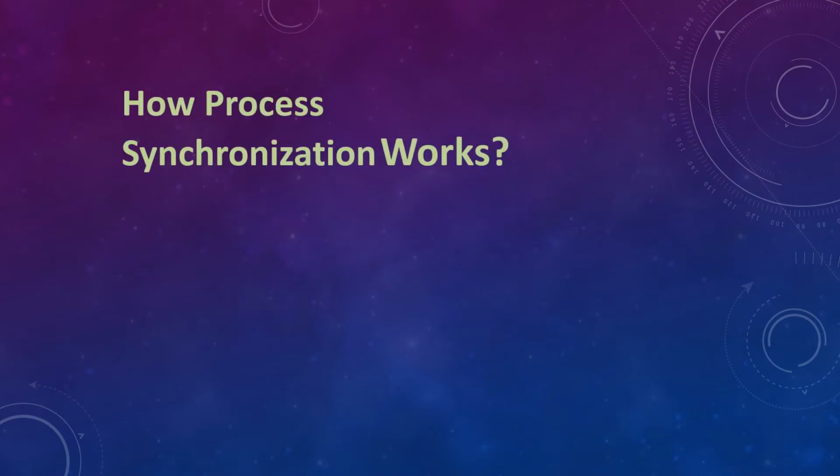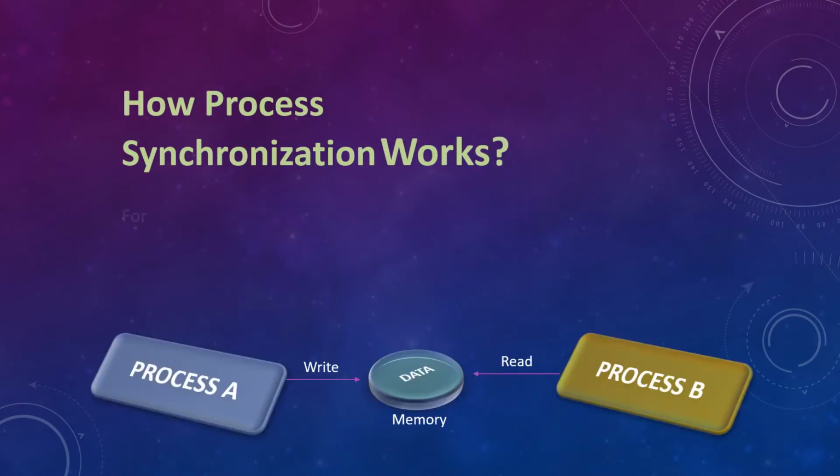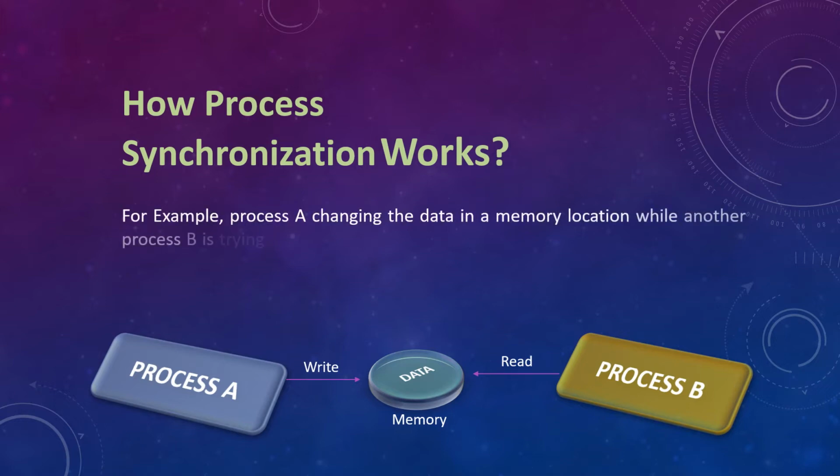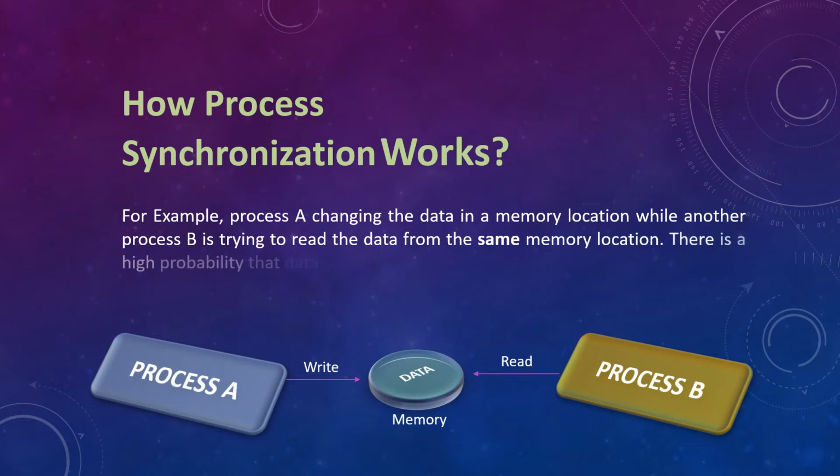How process synchronization works: for example, process A is changing the data in a memory location while another process B is trying to read the data from the same memory location. There is a high probability that the data read by the second process will be erroneous.